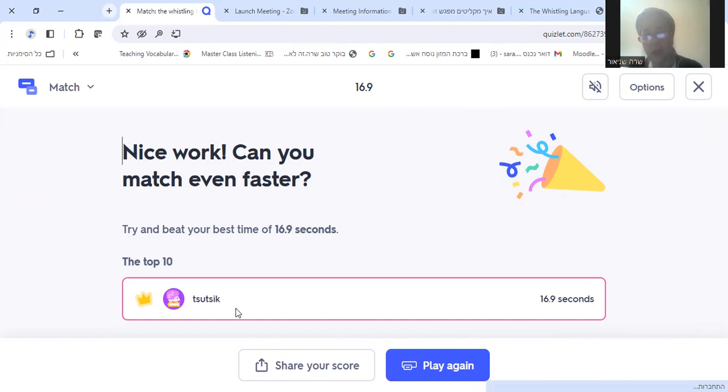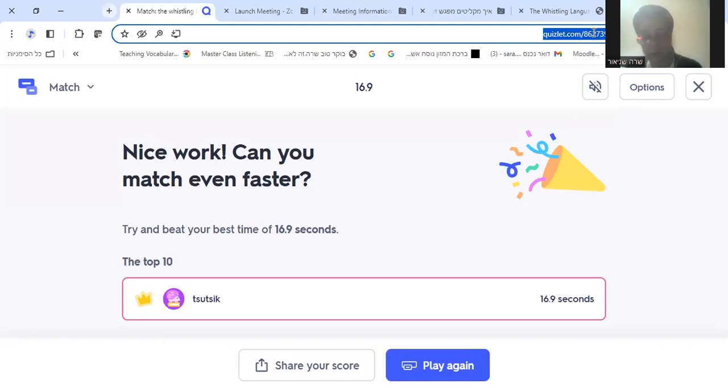Okay. I hope that you saw this. I hope you were able to see this share screen and that it didn't stop sharing screen for you. I will put in this Quizlet, Control C, and I will put it in together with this recording.